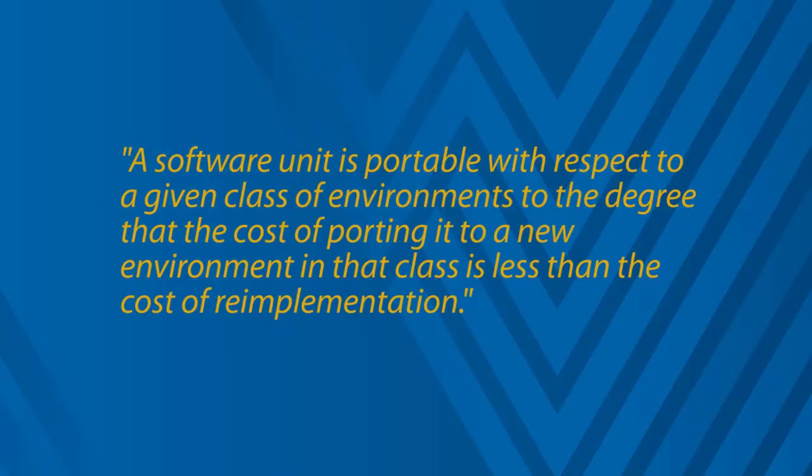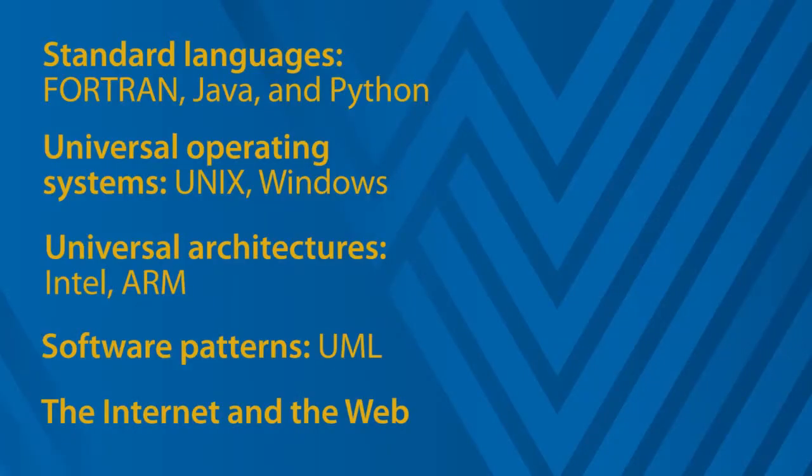There are some important points in this definition, including the idea that portability is a matter of degree, that it depends on the target environment, and that it must be compared to alternatives to evaluate its cost. We then need to dispel some of the myths of portability, including various ways by which many believe the problem has been solved, such as standard languages, like Fortran, Java, and Python, universal operating systems, such as Unix and Windows, universal architectures like Intel and ARM, software patterns such as UML, the Internet and the web, and many more.